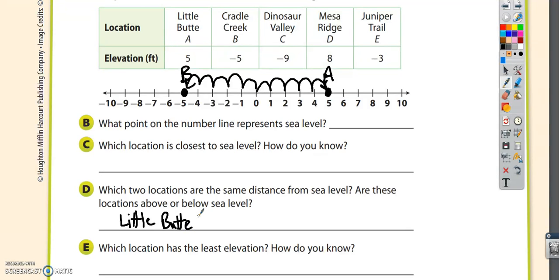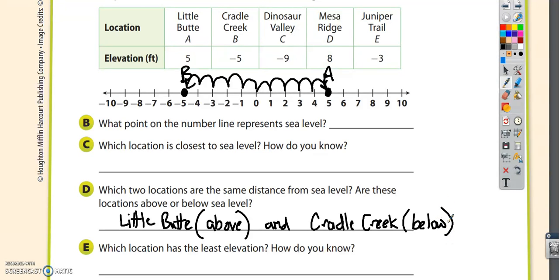But watch how I can answer this. There's a second question there, and it says, are these locations above or below sea level? Well, Little Butte's a positive number, so that's going to be above sea level. And there's a second answer here. What's the same distance from sea level as Little Butte? Well, it's going to be Cradle Creek because it's also 5 spaces from 0. And that one's going to be below sea level.